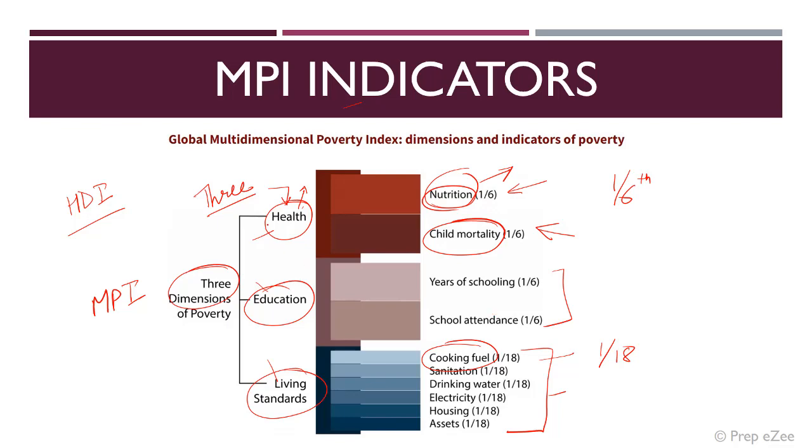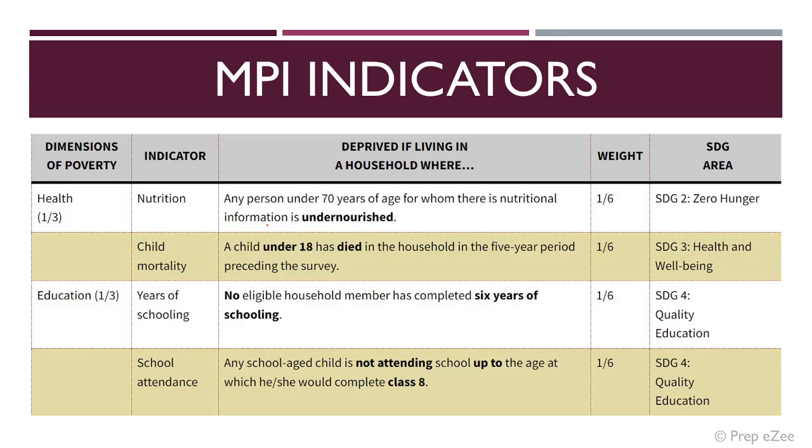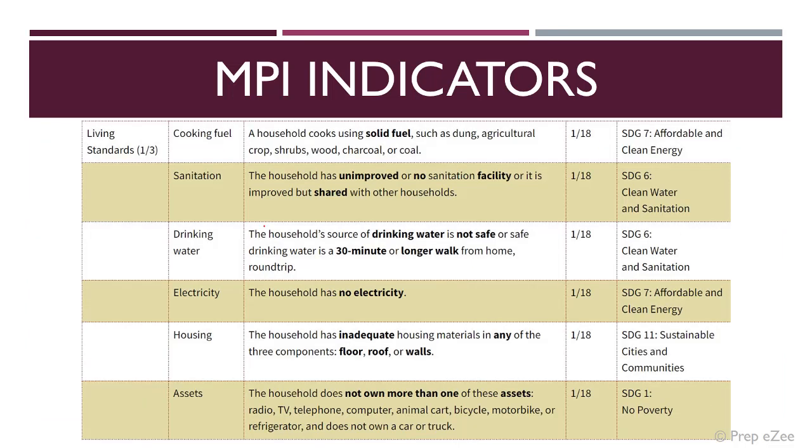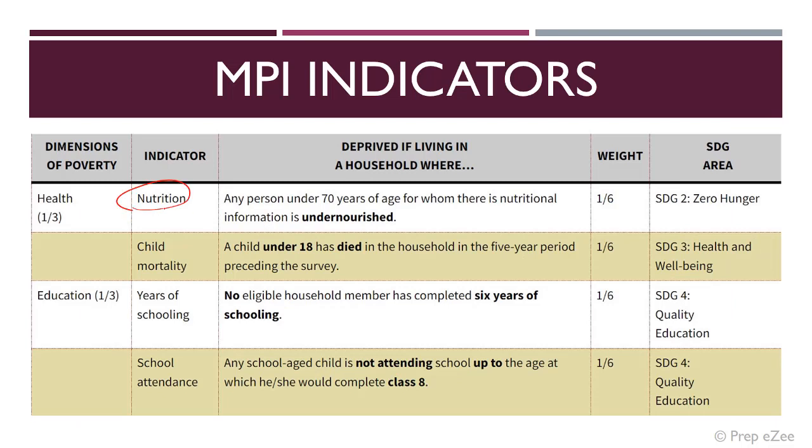So first we have the health dimension, or health as a category. The first thing in health is nutrition. In nutrition, any person who is below 17 years of age and who is undernourished is considered multidimensionally poor. That person is considered multidimensionally deprived. Now, whenever you are writing an answer on this, it is a good idea to write any SDG goal which is related to that indicator. For example, here if we talk about nutrition, then SDG 2, that is zero hunger, can be written in your answers.